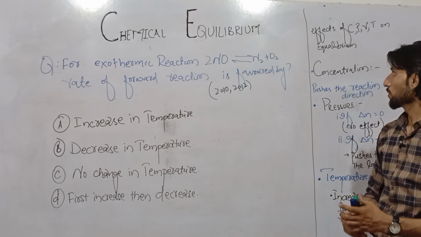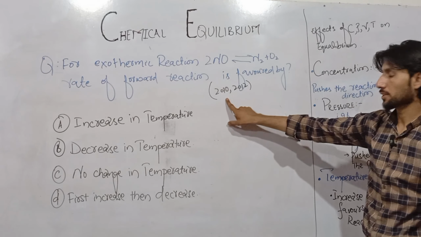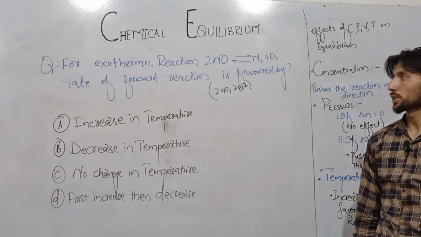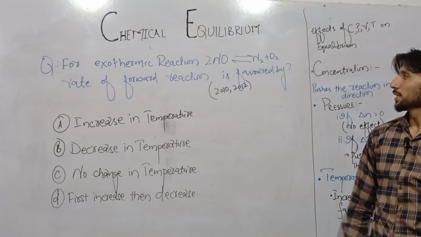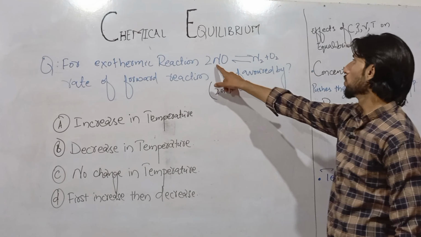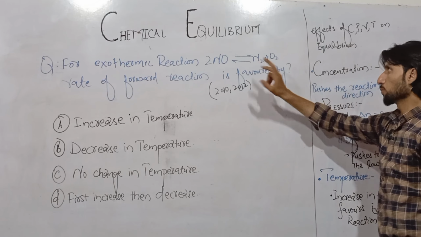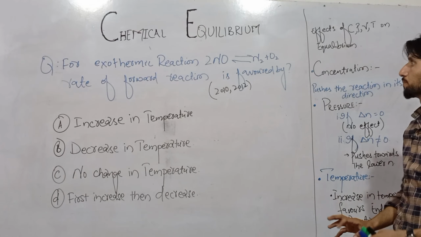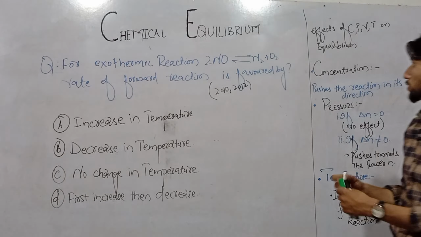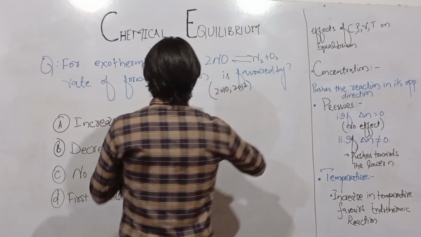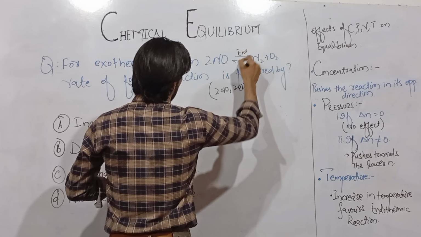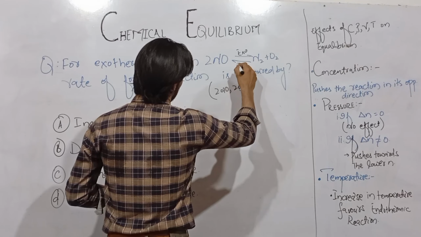The question was repeated. First it appeared in the 2010 paper, and then it got repeated in 2012. The question says, for an exothermic reaction, 2NO converts into N2O2. The rate of forward reaction is favored by. So this reaction is exothermic in the forward direction and endothermic in the backward direction.